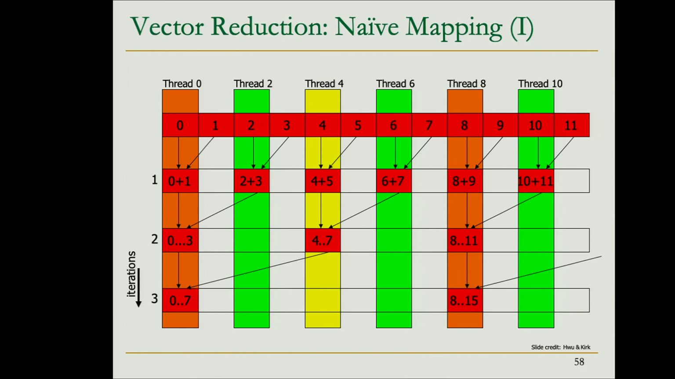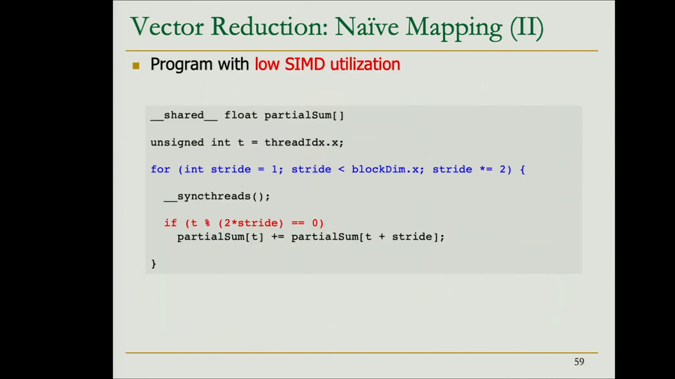But observe that these threads are, iteration after iteration, farther away from each other. Actually, from the very beginning, I only have thread 0 and thread 2 computing, and thread 1 and thread 3 are doing nothing. So even in the first iteration, I already have 50% SIMD utilization, right? And this is the naive mapping.